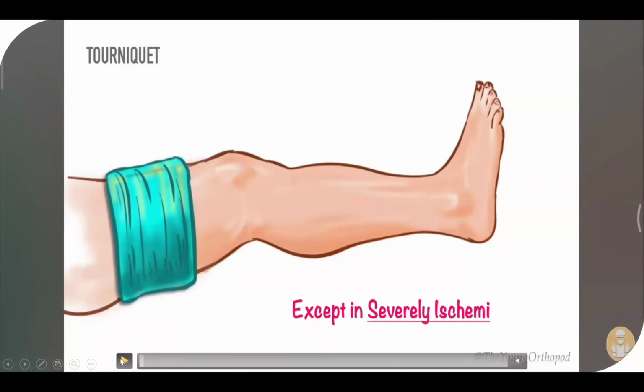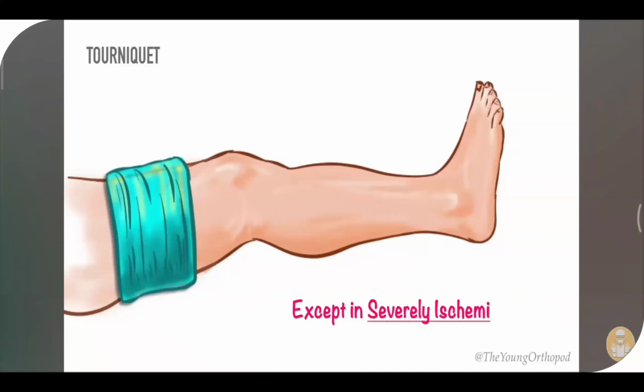Usually, a tourniquet is advised for all cases except in severe ischemic limb, and the pressure required in the upper limb should be 50 to 100 mm of mercury above the systolic pressure, and in the lower limb it should be 100 to 150 mm of Hg above the systolic pressure. So on average, the upper limb tourniquet pressure should be 250, and the lower limb around 300 mm of mercury.